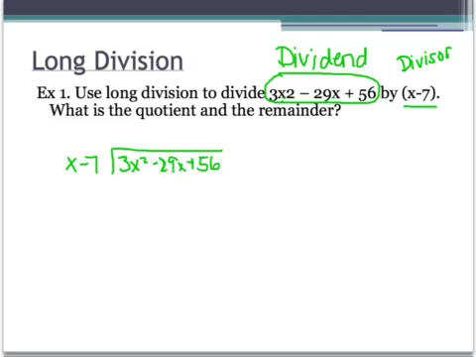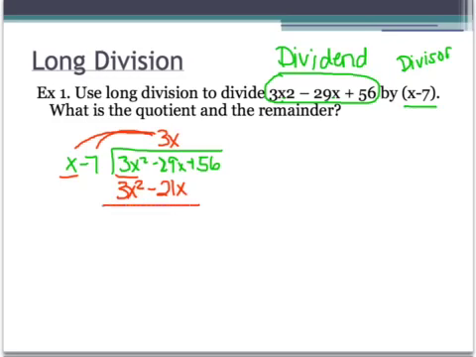Now we do the same process that we did when we just had numbers without variables. And I look, how many times does x go into 3x squared? Or you can think of it as what times x gives me 3x squared. And that's going to be a 3x. I wrote the 3x above the 29x because I want to keep my like terms in the same vertical column. So I take 3x then times x, and we get 3x squared. 3x times negative 7 is minus 21x.